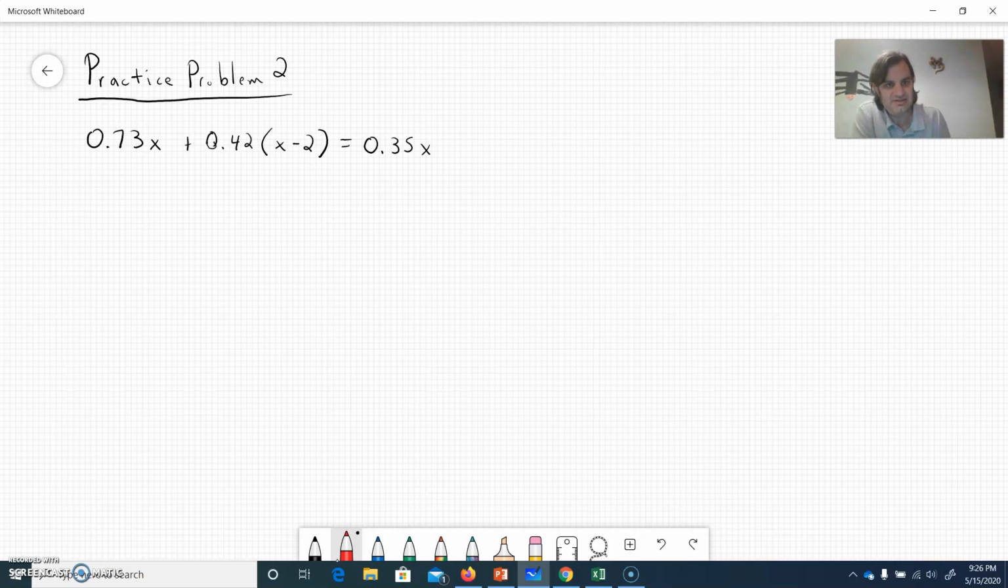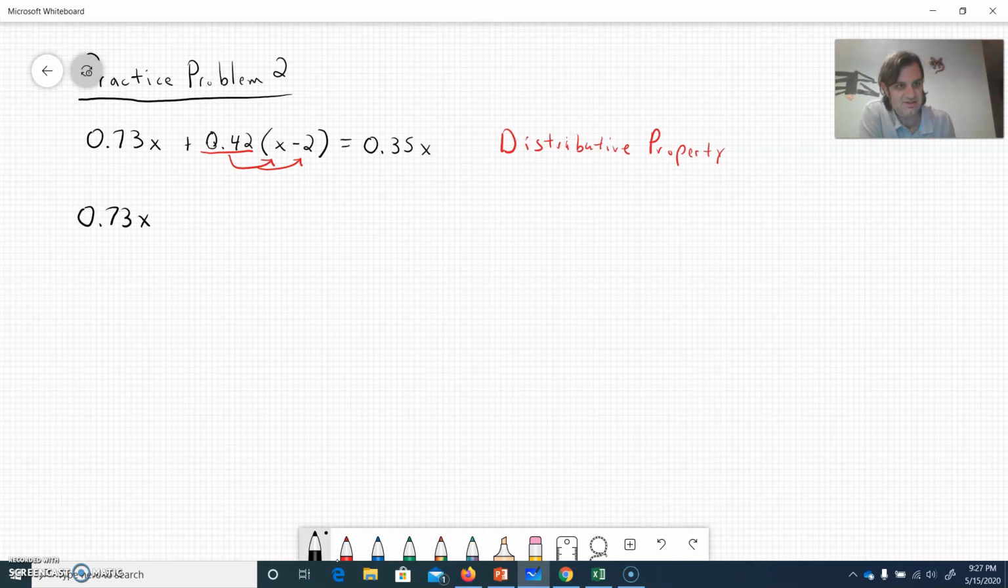So let's see here. The first thing we're going to do is notice that there is this parentheses, and I'm going to use the distributive property. So start off with the distributive property. I'm going to multiply, but I'm going to bring things down, so I'll have 0.73x. I'm going to distribute the 0.42, so when I multiply that times x, it'll be 0.42x. And when I multiply it by negative 2, it'll be negative 0.84.